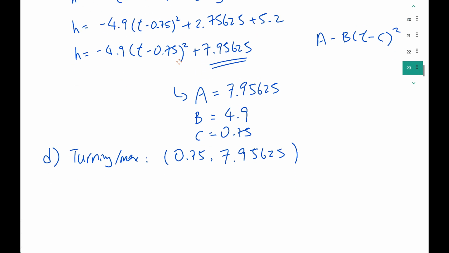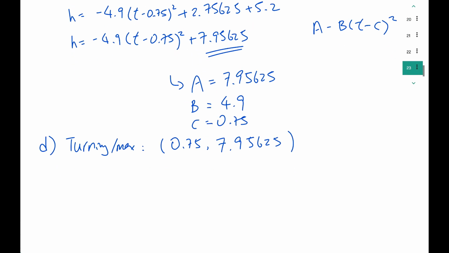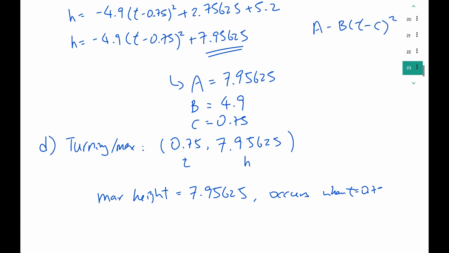So which will represent height, which will represent time? That's t, that's height. So therefore the max height equals 7.95625, which occurs when t equals 0.75 seconds. And that's the answer, final answer. And that's the end of chapter 2.